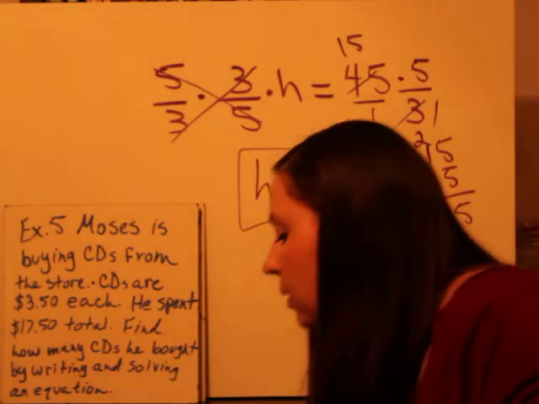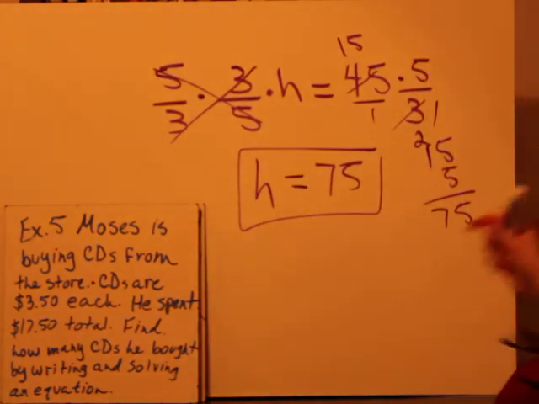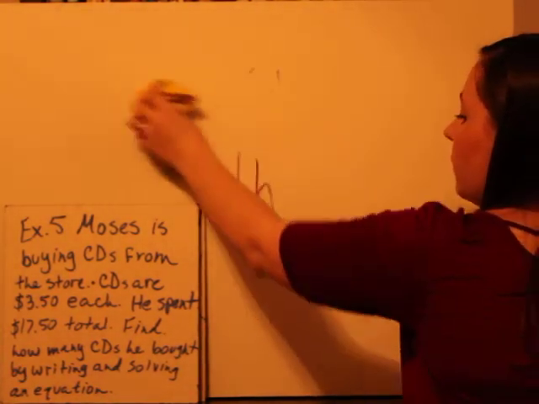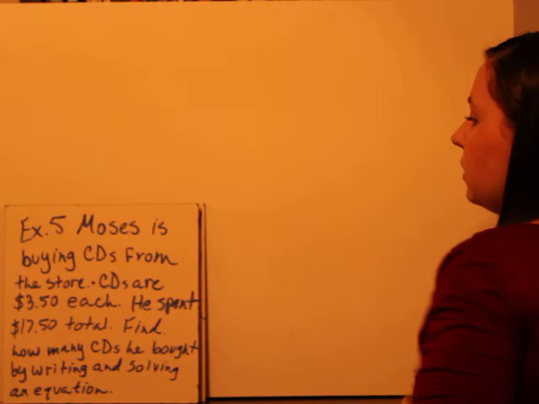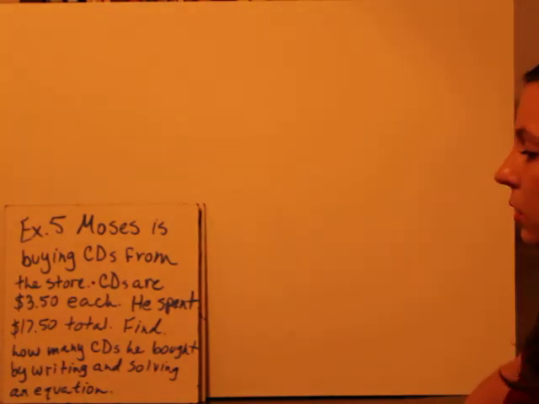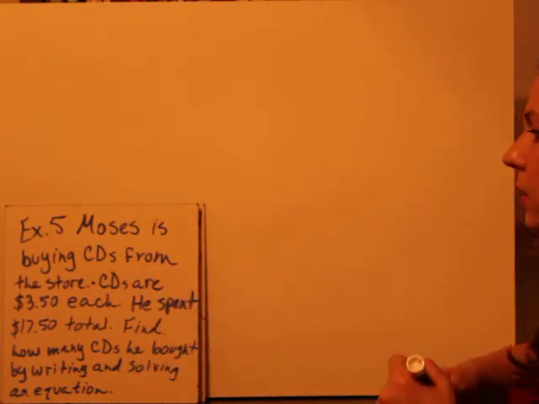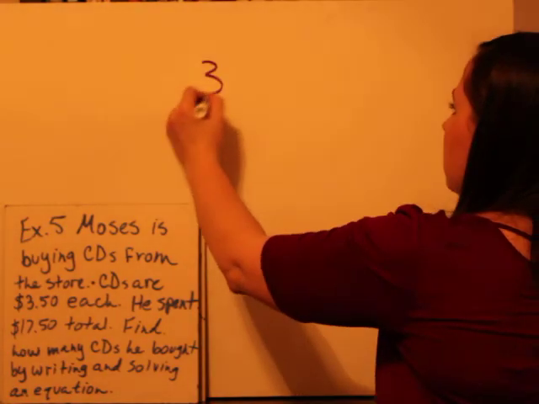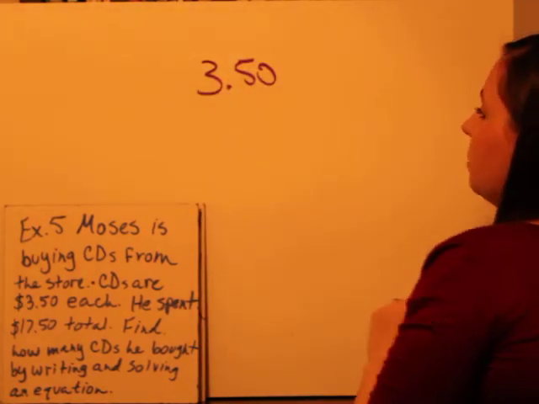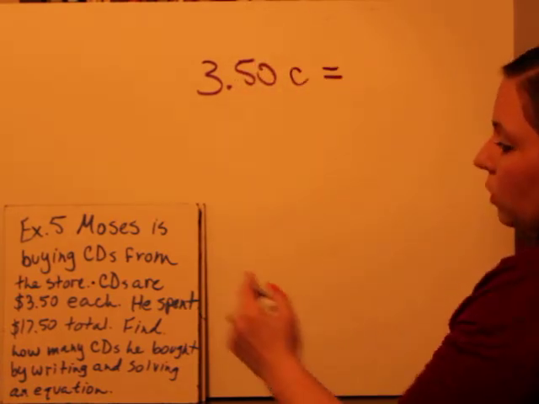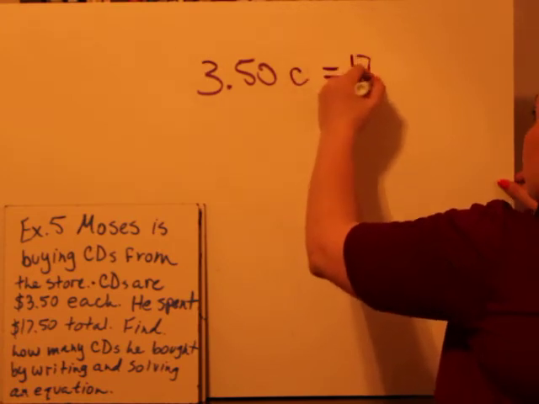All right. Got our last couple examples here. Moses is buying CDs from the store. CDs are $3.50 each. He spent $17.50 total. Find how many CDs he bought by writing and solving an equation. Okay, $3.50 per each CD. We don't know how many CDs, but you take the cost of the CDs multiplied by the number of CDs, we'll use C, and that's going to give you your total cost, which is $17.50.